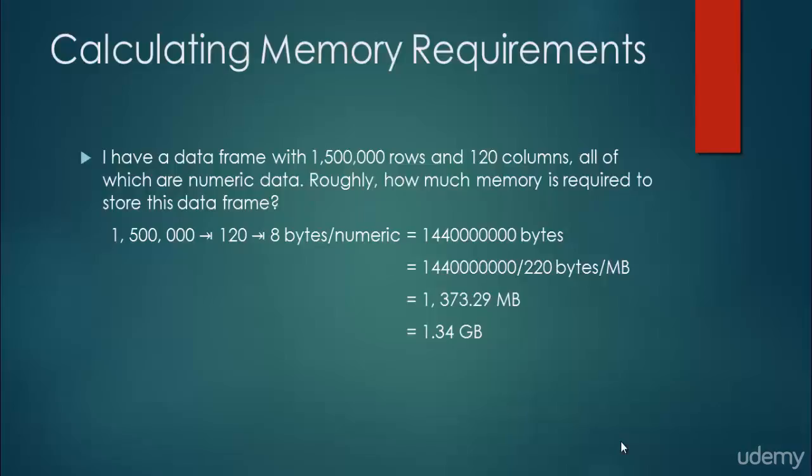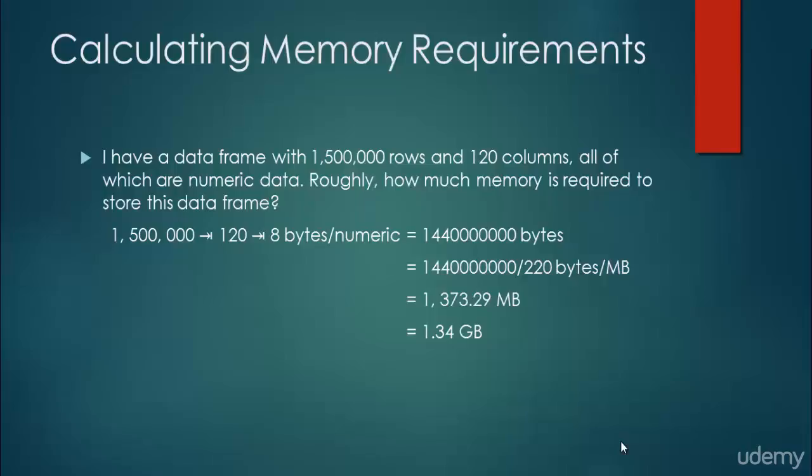Let's say a single character or numeric, or any kind of atomic object that is inserted into a data set, will occupy 8 bytes. For numeric it's 8 bytes, and if you have 15 lakh rows and 120 columns, each with 8 bytes per numeric, it will be 8 into 120 into 15 lakh, which will give you 144 into 10 to the power 7 bytes.